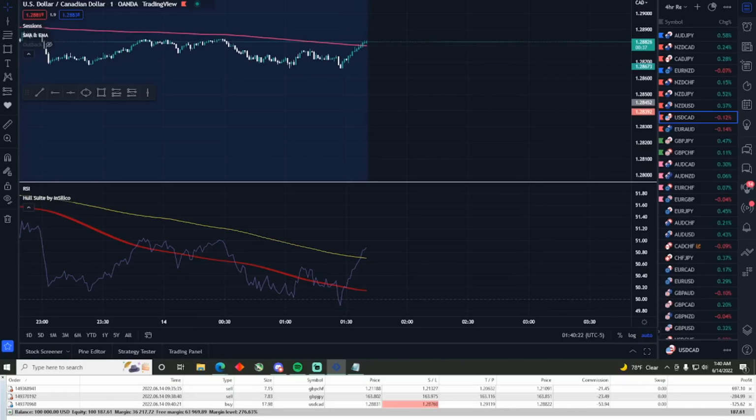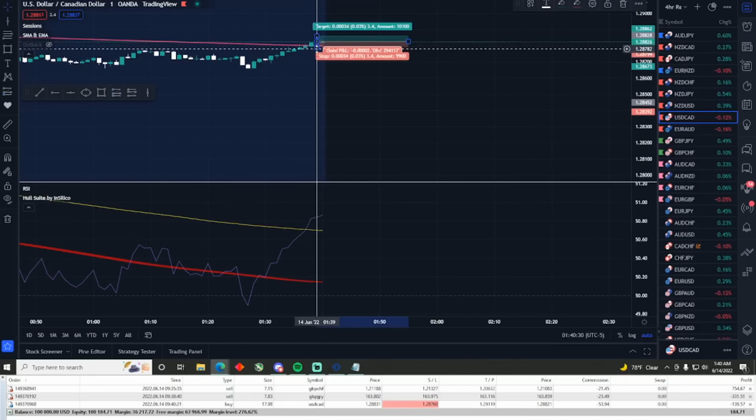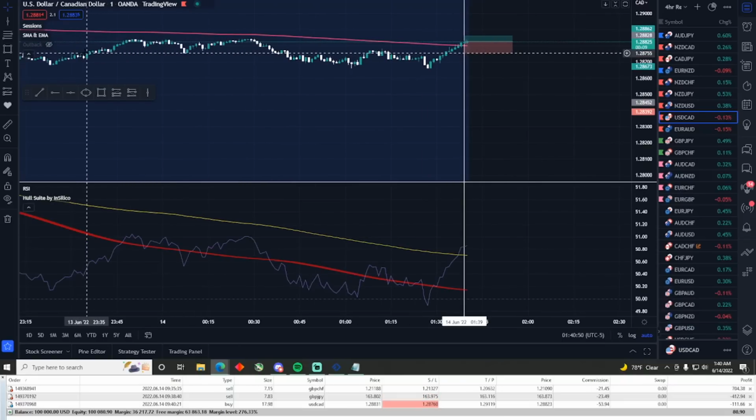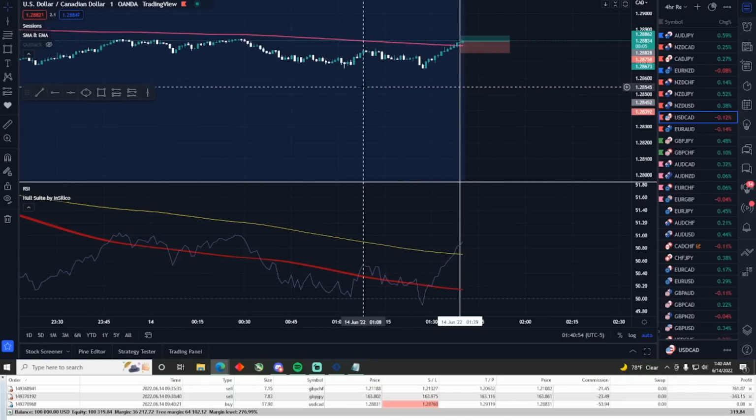So let me get into that. We got in about right here. Our stop is about here. Looking this way, if you look left, you can see there was a huge resistance right here. Keep moving left, big support here. So this is a pretty big level, so I'm cool with that.